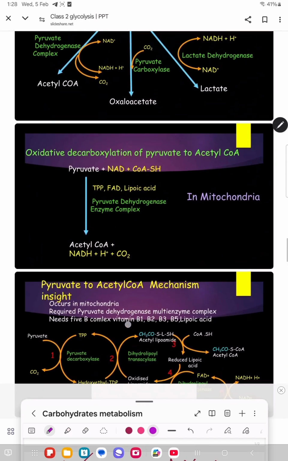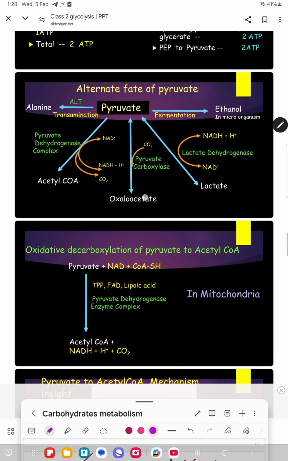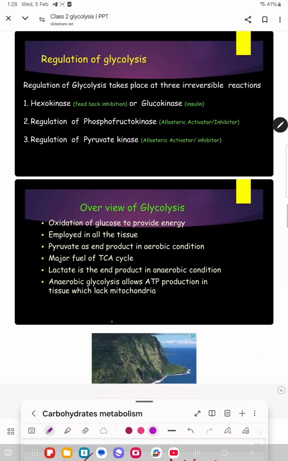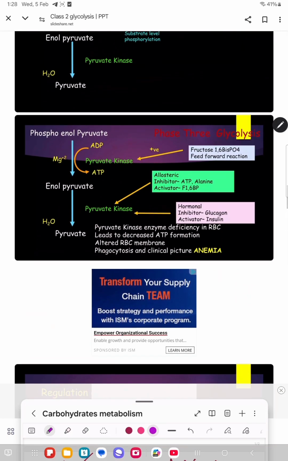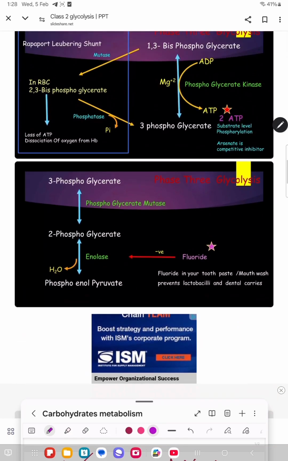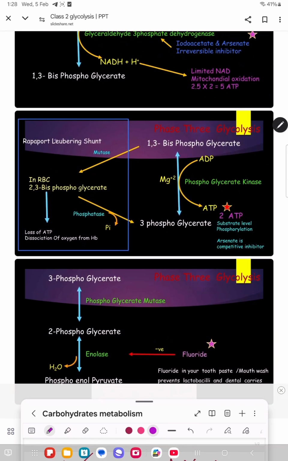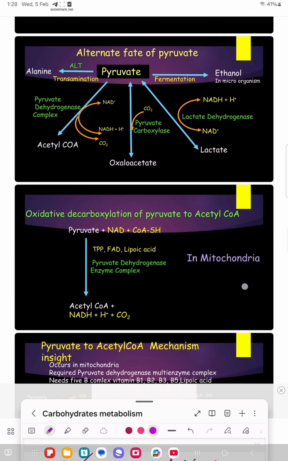Here you can see, wait a second. Yes, I have this Luebering-Rapoport shunt. Okay, I already explained this is what happens in RBC. How does 2,3-bisphosphoglycerate work, how it interferes with the binding of oxygen with the Hb. So I hope you understood.